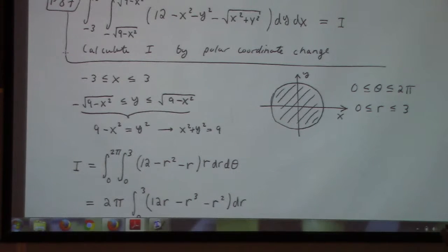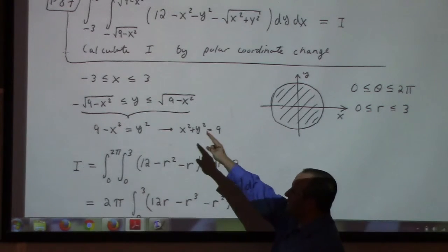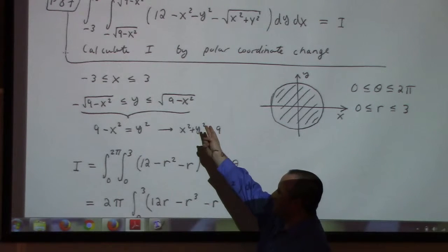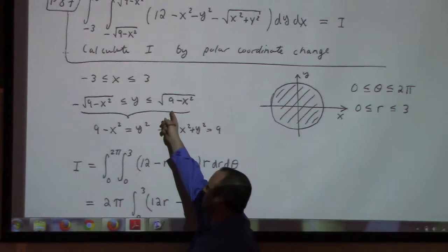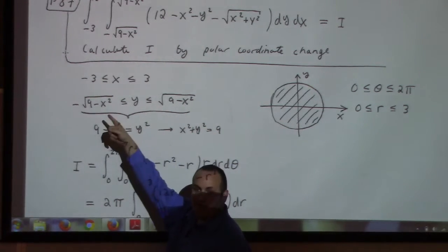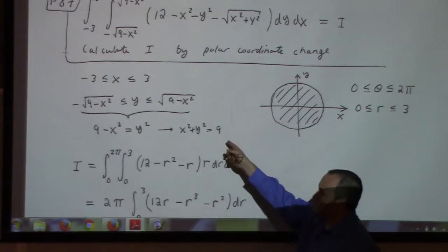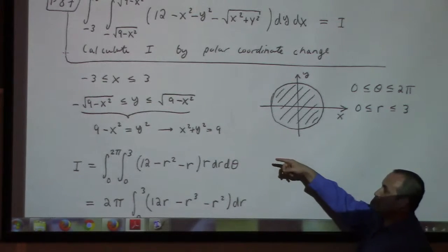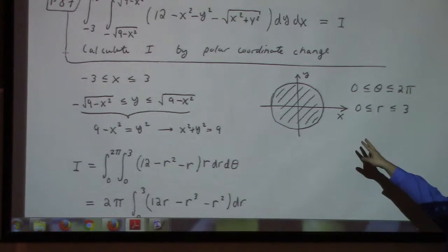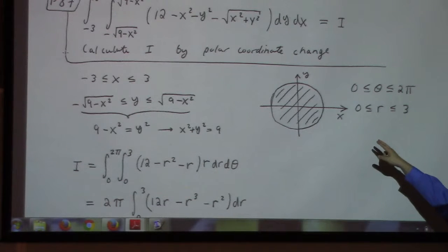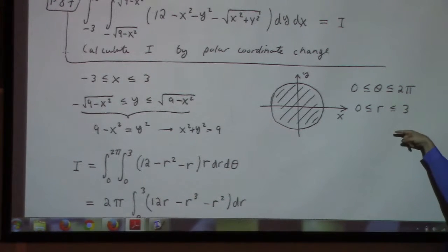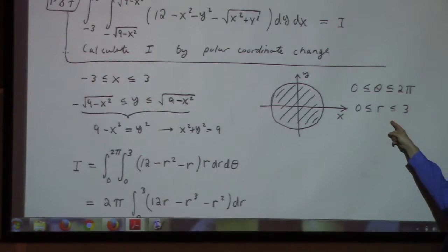So you look at the bounds, what you have is x is between -3 and 3, and y is between this square root function and that square root function, right? But if you explore the equality here by squaring either side, you get 9 minus x squared equals y squared. But hey, that's just x squared plus y squared equals 9, right? In other words, what you have is a disk of radius 3. And so in polar coordinates, these are the bounds, right? In some sense, it's a polar rectangle, right? It's just rectangular bounds in the polar coordinates, 0 to 2 pi, 0 to 3.